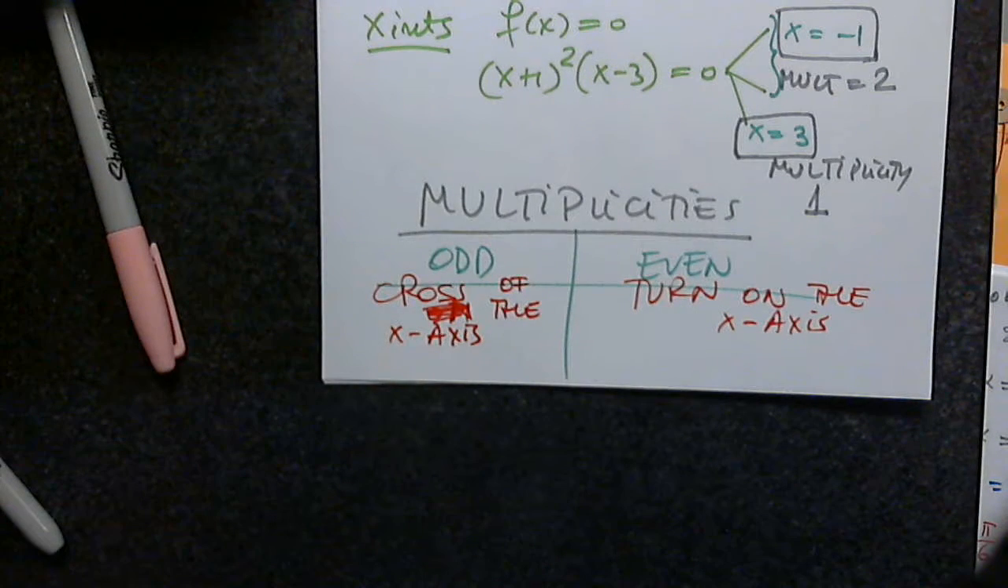Right? So if a solution appears once, 3 times, 5 times, at that point the function will cross the x-axis. If a solution appears twice, 4 times, 6 times, what will the function do there for sure? Turn on the x-axis. Okay.